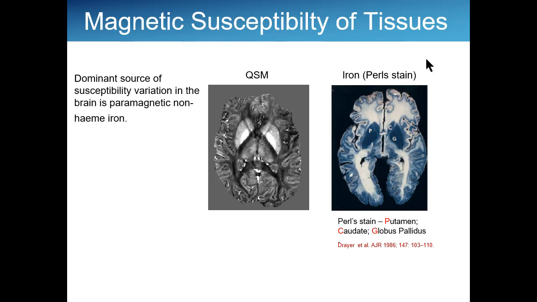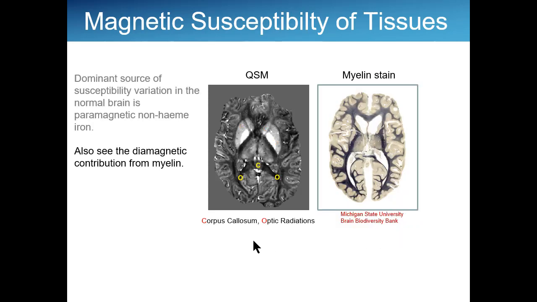So if you compare with a brain section which has been stained for iron, then you see these bright regions correspond to the dark regions here, the deep grey nuclei, the putamen, the caudate and the globus pallidus, which contain a lot of iron, and they appear bright in the susceptibility map. But we also see quite a strong, relatively negative contribution, which comes from the effects of myelin.